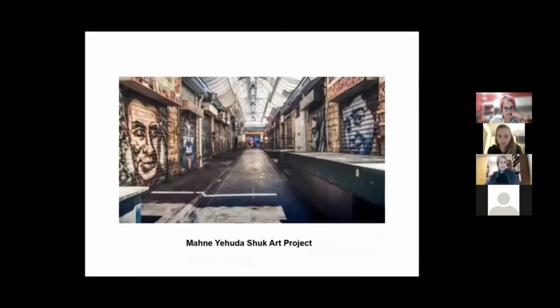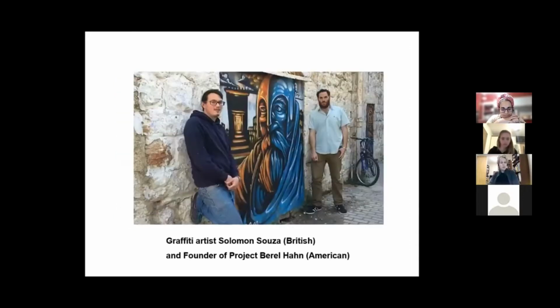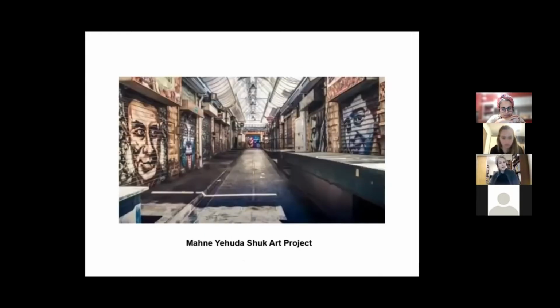And the last example I want to give you is in the shuk of Machne Yehuda, which became so attractive to tourists and also all around Israel. People come not only to buy fruits and vegetables, but they come for a culinary experience and to buy the baklawa and the falafel and all the special foods. And actually two young guys, British and American, who are graffiti artists, Solomon Souza and the founder of the project, Beryl Hahn, decided that they really can turn the Machne Yehuda shuk into an art experience. And they call different graffiti artists and tell them, come and join us.